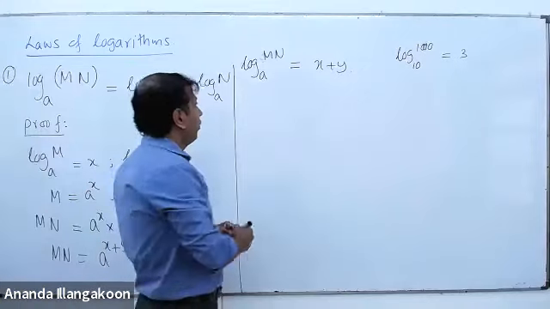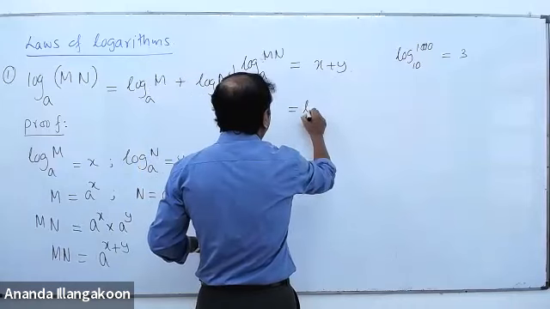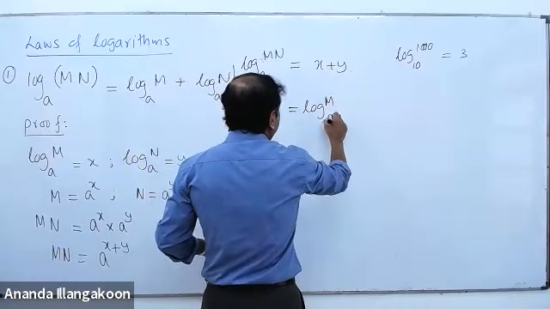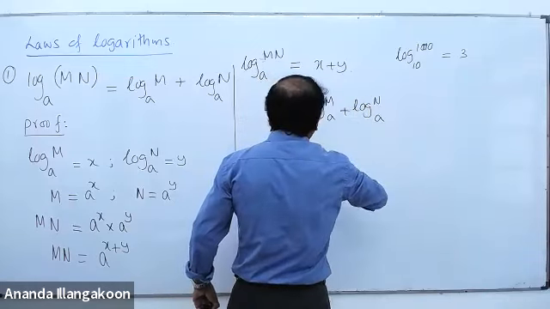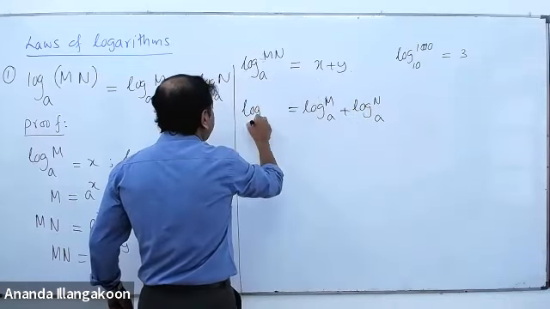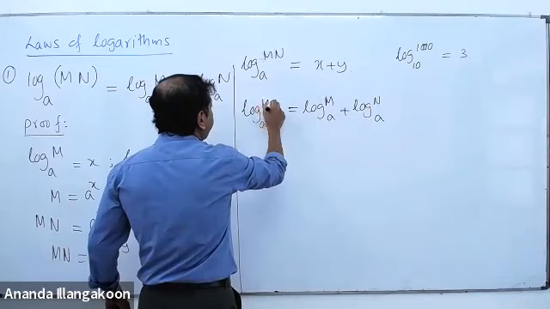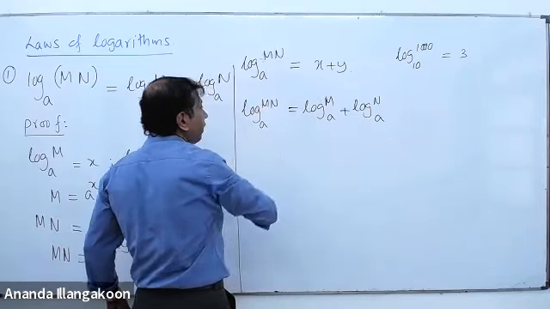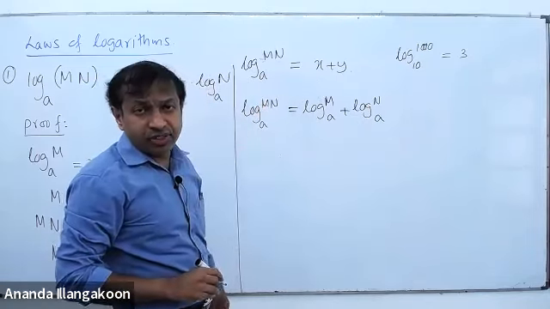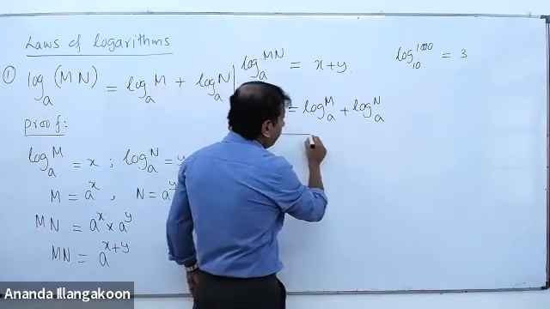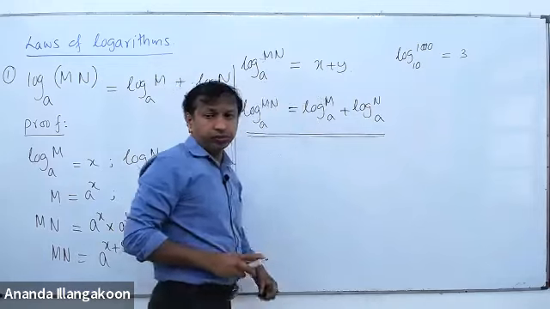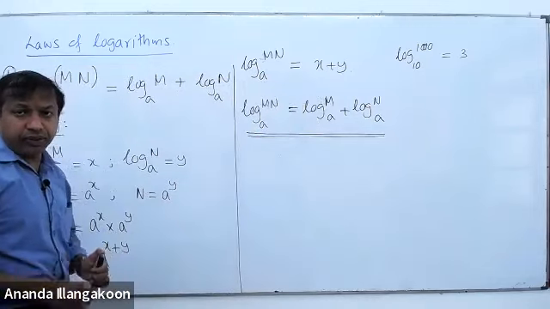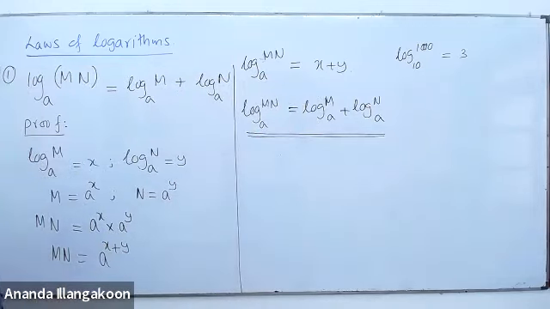Then when you put this x here, we have log m to the base a plus log n to the base a. The left hand side we have like this. Okay. Then this completes the proof, right? This is how we prove that result. Understood? Right? Then start the proof, dear students.